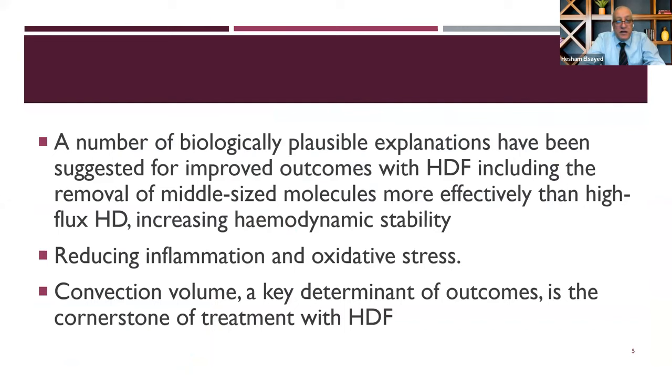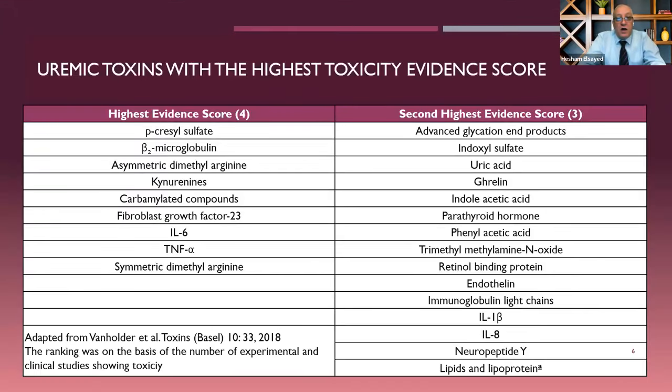The convection volume is still a key determinant of the outcome, a cornerstone of treatment in hemodiafiltration, and you will see it later. The uremic toxins with high-impact evidence scoring for comorbidities and mortality, some of which could be removed, include beta 2 microglobulin, asymmetric dimethylarginine, and others, as well as cytokines like interleukins, TNF, and fibroblast growth factors. On the second-highest score, you can find additional uremic toxins that could be removed. So the target is to go up in the molecular weight of uremic toxins that we should focus on removing in patients.